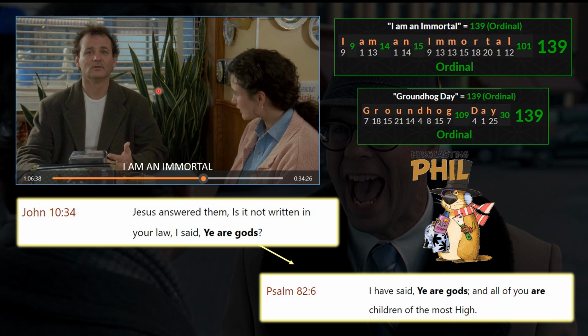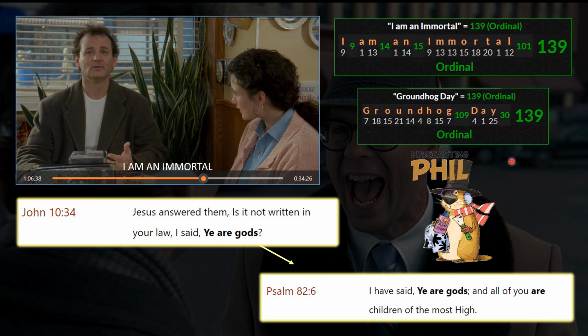And interestingly enough, the plants behind him here are called mother-in-law's tongue, which is perhaps another maternal reference or female goddess reference, as Rita here is representing she runs the Punxsutawney, she's the ruler of it. I am immortal sums to 139 in English, which matches Groundhog Day at 139.